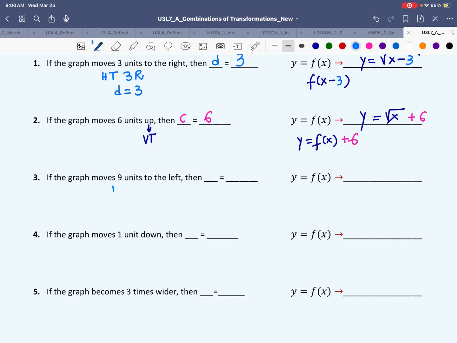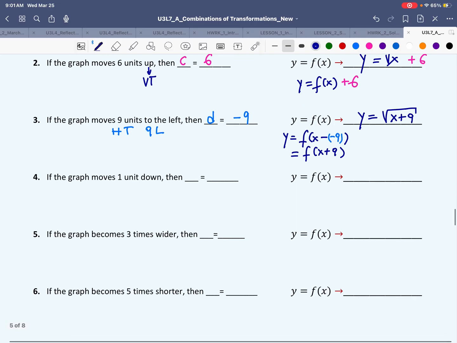Now next we have the graph moves 9 units to the left. So that's a horizontal translation, 9 left, which will make the value of d negative 9. So y equals f of x now is changing to become y equals f of x minus negative 9. And that means that we have the function f of x plus 9. So the square root function will be y equals the square root of x plus 9.